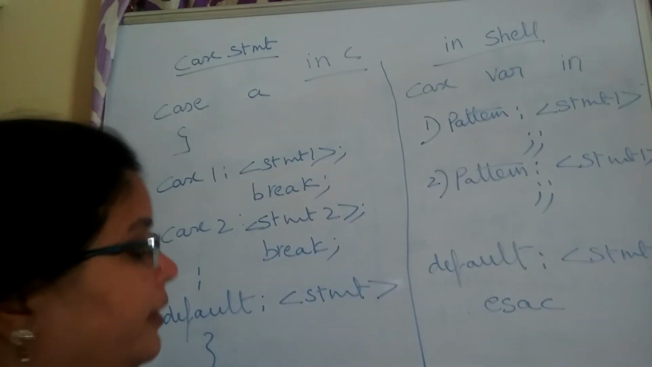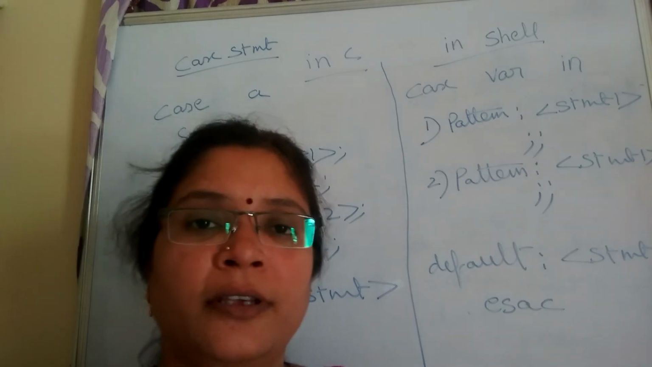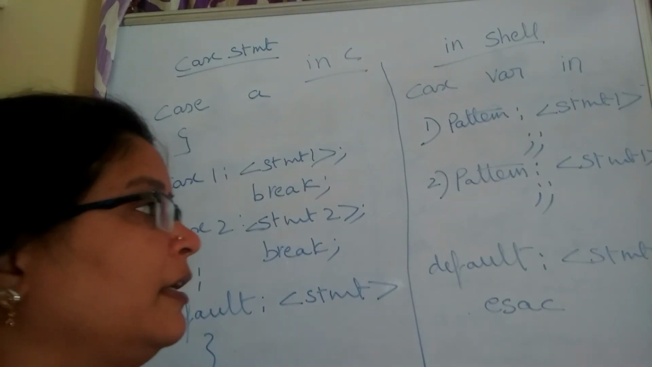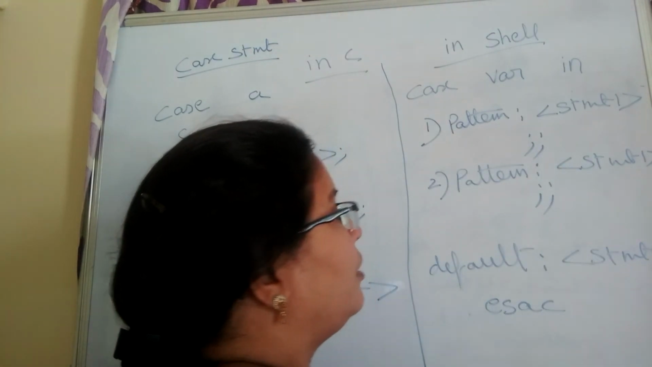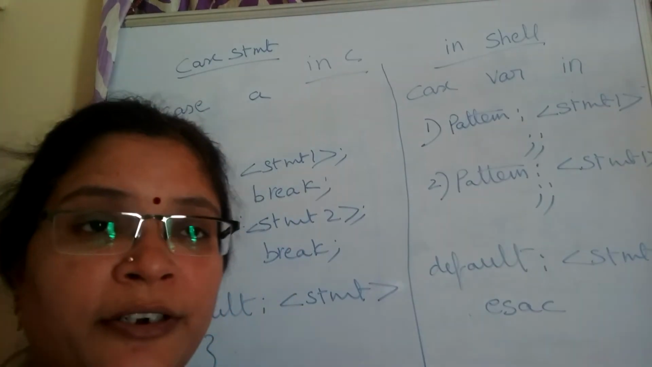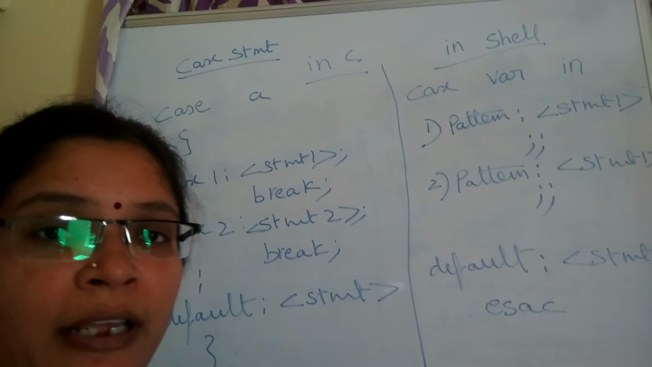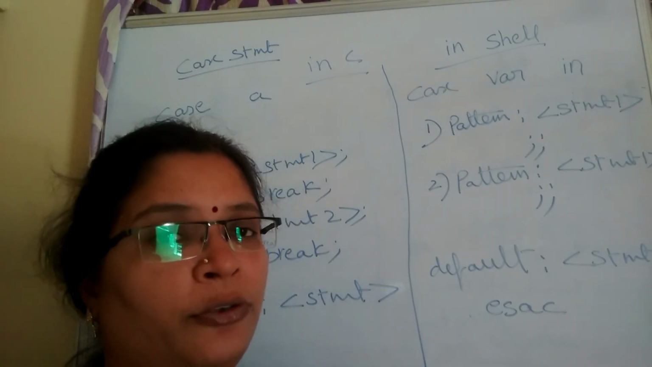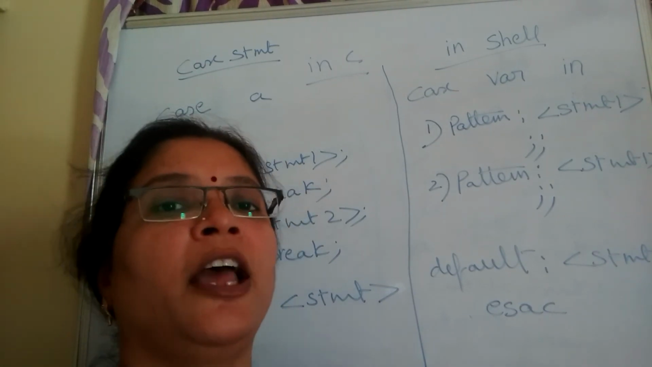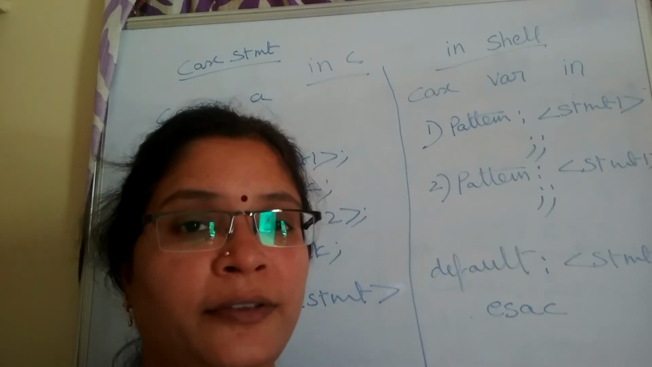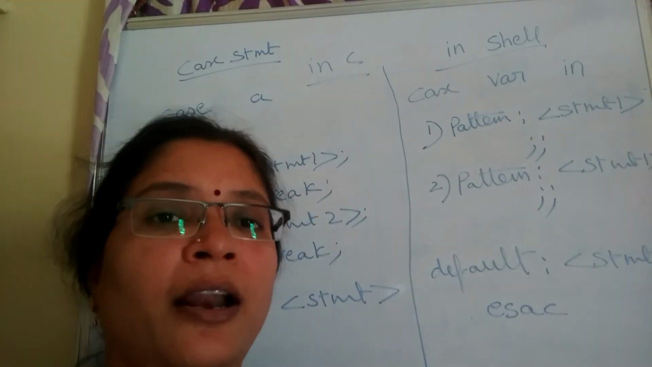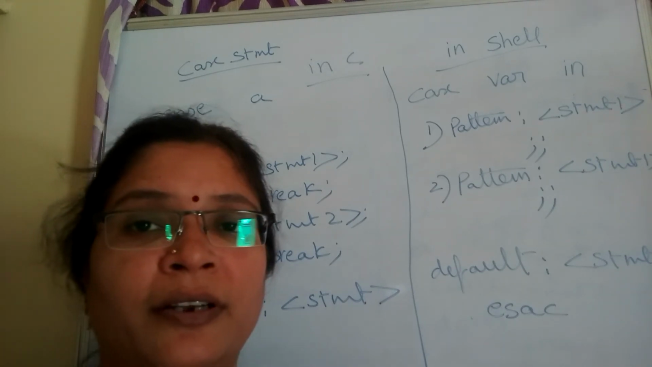This is the way to write the case statement in C programming language. See here what is the difference. This double semicolon will act as a break statement in the case statement in shell programming. So we can exemplify this by writing some programs in the coming sessions. In this way we can work with shell and the for and case statements in our shell.